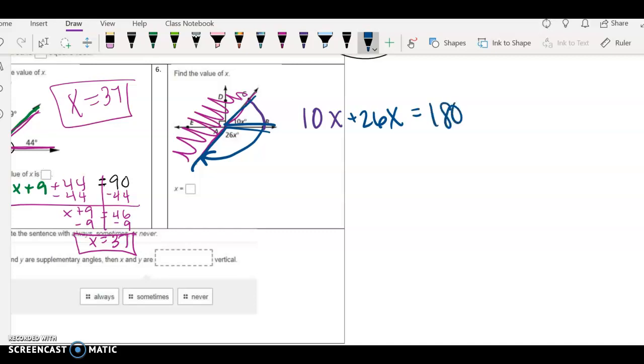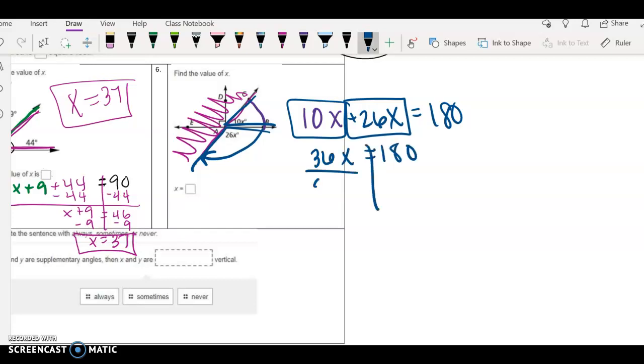On your test, it might be that it makes up a 90-degree angle. You just need to make sure that you're paying attention. So now I can combine like terms. So this has an x, and this one has an x. So I'm going to box both those in because I can actually combine them. So 10 plus 26 is 36. We keep our x equals 180. We divide by 36, and we get x equals 5.